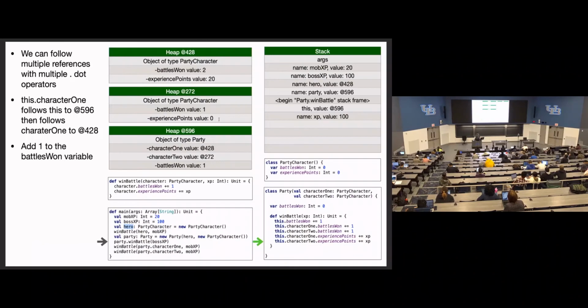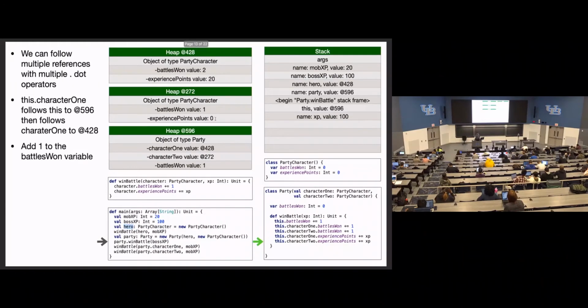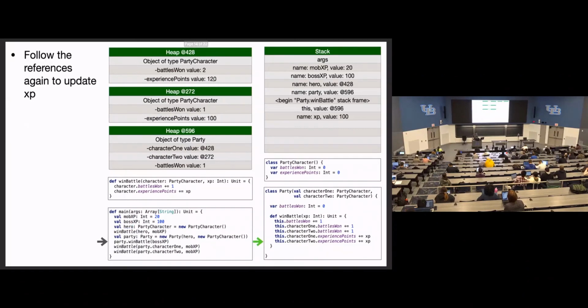Did I not actually increment that? Oh, that was boss XP. I'm looking for a 20. And then they both get their XP. Do the same thing with XP, get their 100 XP for beating that boss. We're going to say all party members get the full XP. We're not going to divide it amongst party members.